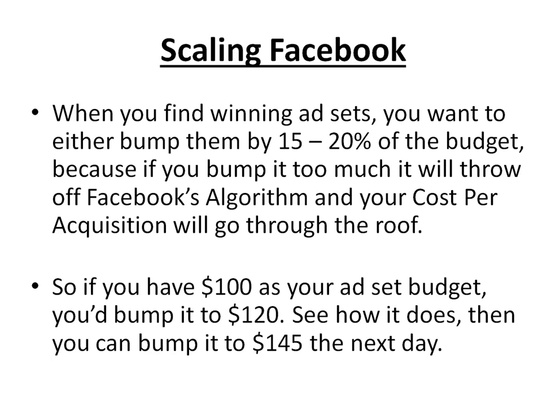So what we do is we bump it by 15 to 20% of the budget at a time. So if you have $100 as your ad set budget, you would bump it to $120 for the day. You would see how that does, and then you could actually bump it to $140, $145 the next day. If you bump your budgets too fast on winning ad sets, it's going to screw up the algorithm. Your cost per acquisition will go through the roof, so don't do that.